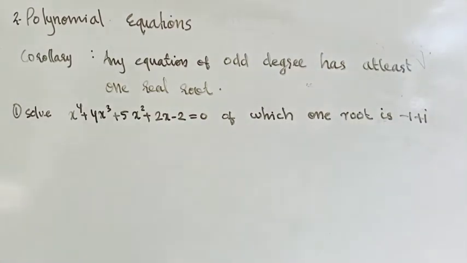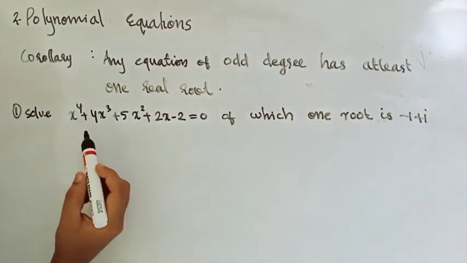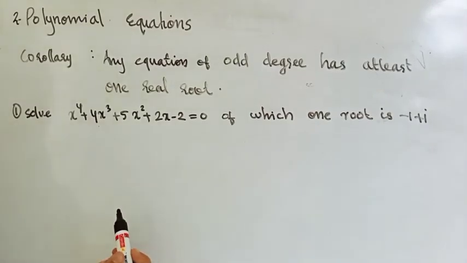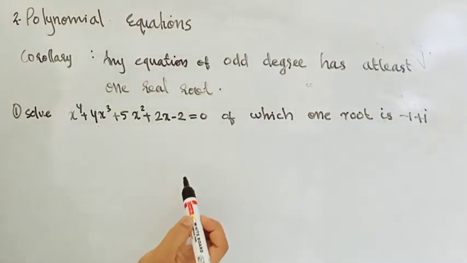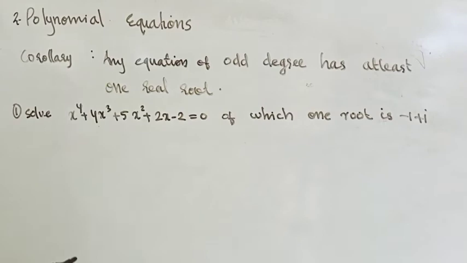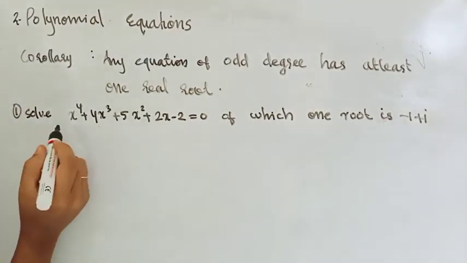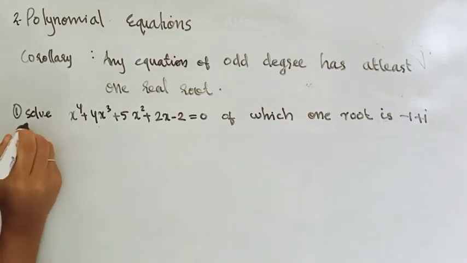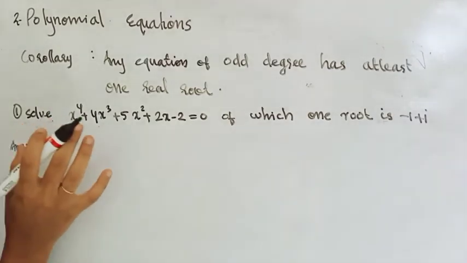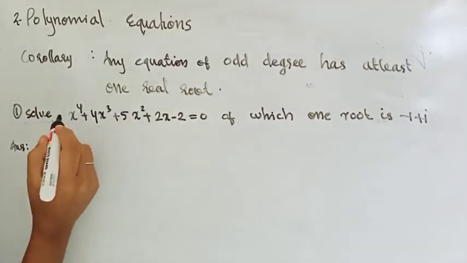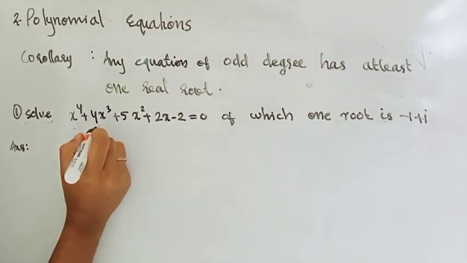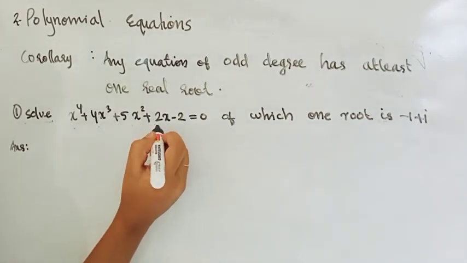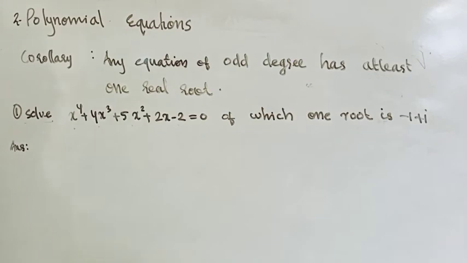Okay, then first problem is solve x raised to 4 plus 4x cube plus 5x square plus 2x minus 2 equal to 0, of which one root is minus 1 plus i. This is the question. Let us go to the answer. If the question is solved, we have to find all roots for this equation. The equation is x raised to 4 plus 4x cube plus 5x square plus 2x minus 2 equal to 0.